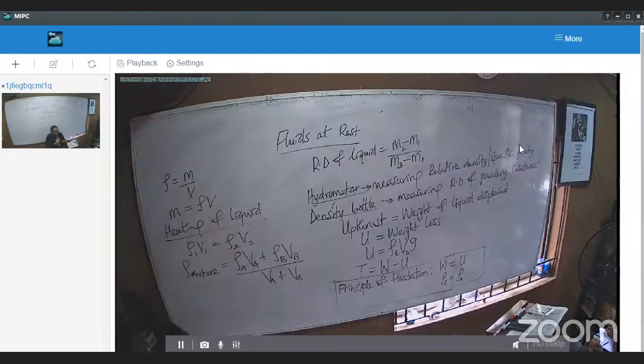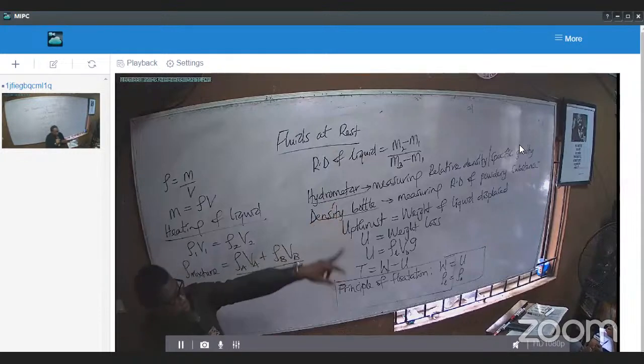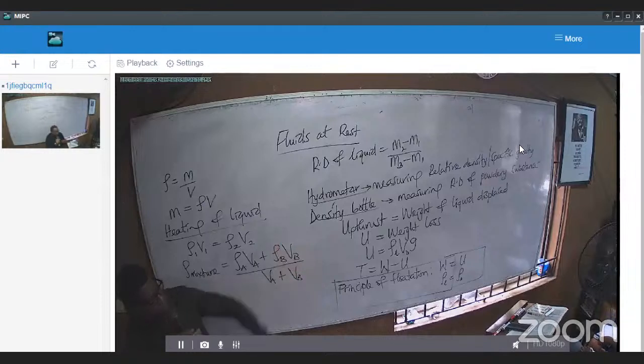We'll see a lot of examples. Hydrometer is used for measuring relative density or specific gravity. Density bottle measures RD of powdery substances. What is upthrust? Weight of liquid displaced. That is Archimedes' principle. Upthrust is weight loss. And the major formula: upthrust is rho L V naught G.